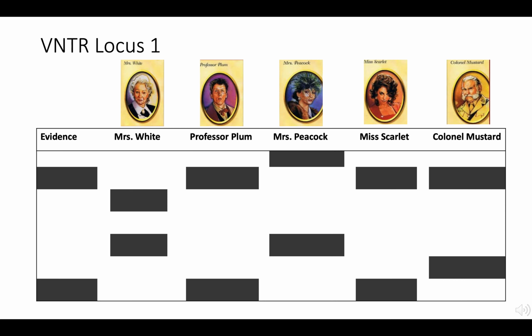From this, I could tell Miss White's alleles at locus 1 didn't match the evidence from the scene of the crime, so she could be excluded from leaving the evidence. Miss Peacock also didn't match. Colonel Mustard had one allele that traveled the same distance, but both would have needed to match for him not to be excluded. This leaves Professor Plum and Miss Scarlet as suspects since both of their alleles matched the evidence.